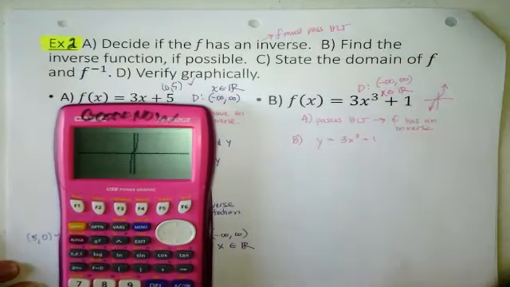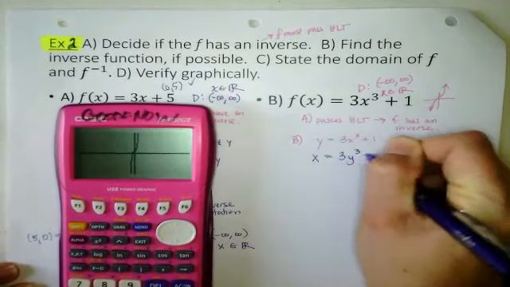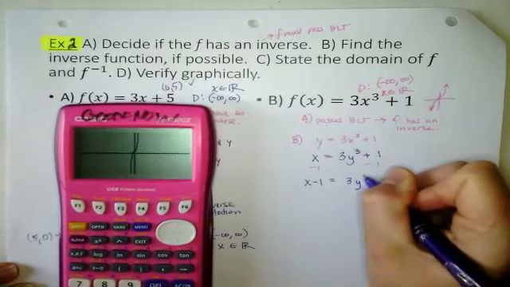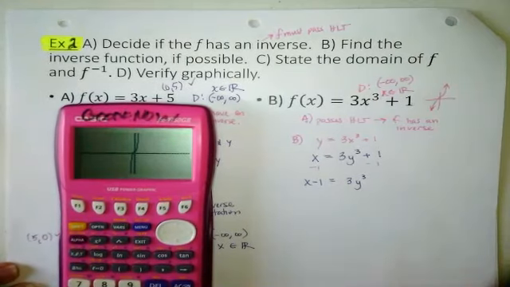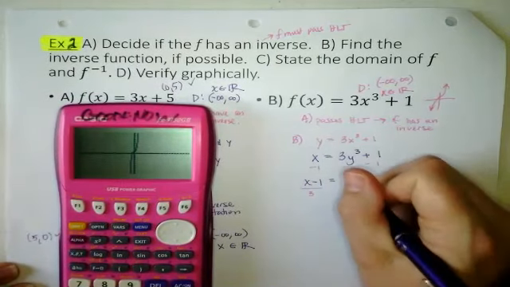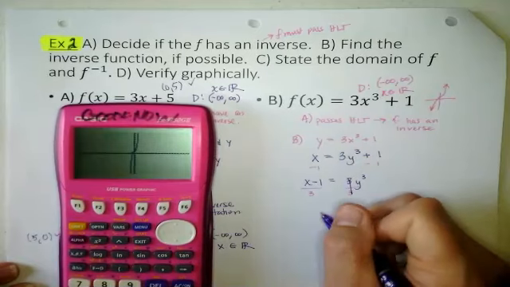All right, so we want to swap and solve. So we're going to swap our x and our y, and then isolate the y. So I'm going to start by subtracting 1. So we have x minus 1 equals 3y cubed. I need to divide by 3. So we're going to divide by 3. And then, so we have x minus 1.